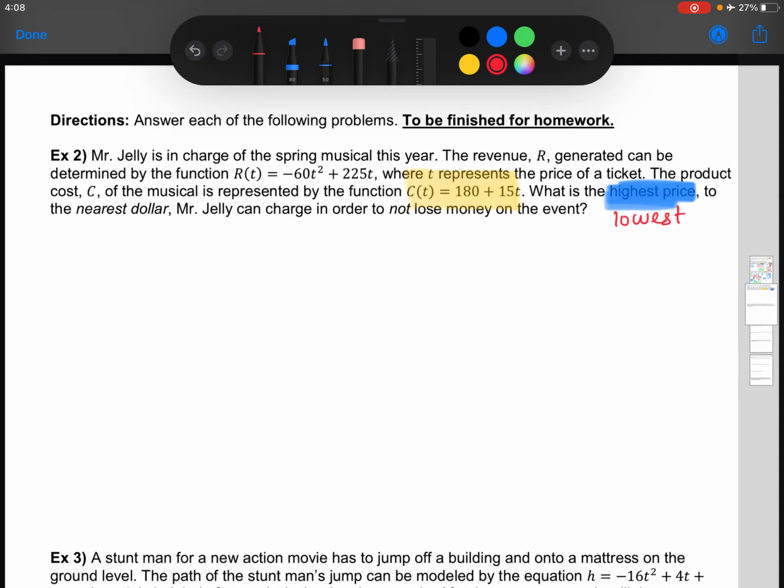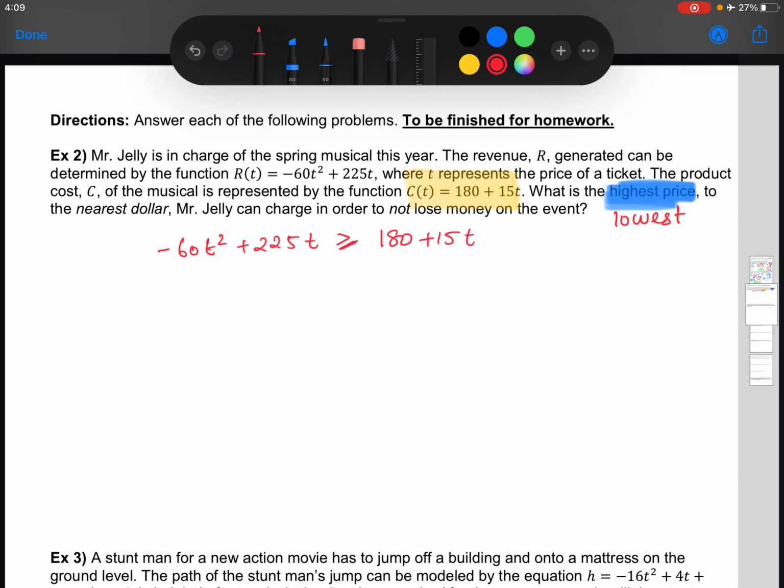So think about it. Your revenue should be equal to your cost in order to just break even, right? So in order to not lose money, it should be greater than or equal to that. So let's set this up. What is my revenue? My revenue is negative 60t squared plus 225t, and it should be greater than or equal to my cost.